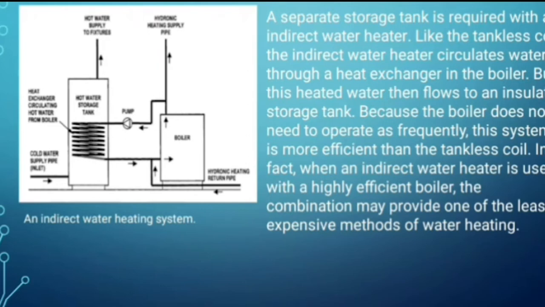You can see it in the figure. Like the tankless coil, the indirect water heater circulates water through a heat exchanger in the boiler. But this heated water then flows to an insulated storage tank because the boiler does not need to operate as frequently. This system is more efficient than the tankless coil. In fact, when an indirect water heater is used with a highly efficient boiler, the combination may provide one of the least expensive methods of water heating.